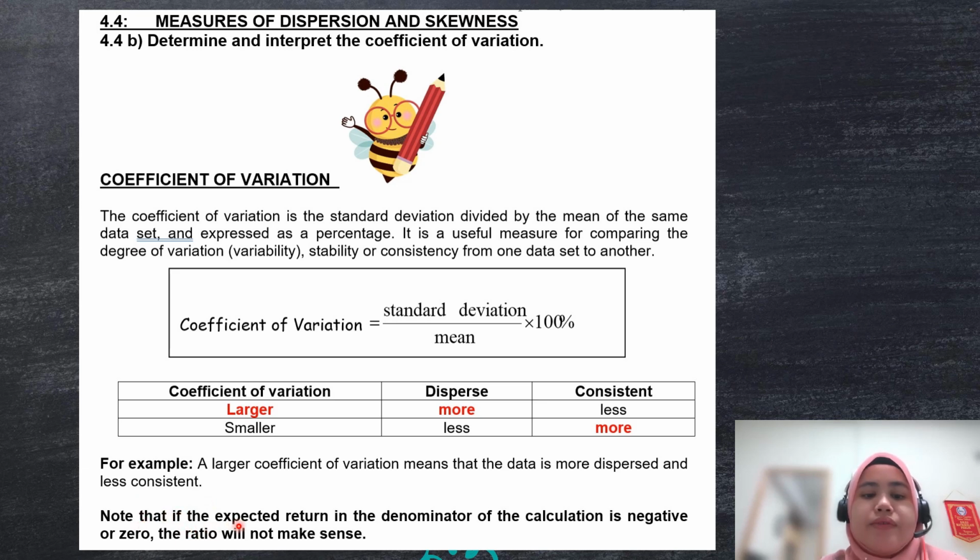Note that if the expected return, that means the mean, in the denominator of the calculation is negative or zero, the ratio will not make sense. So we cannot take the ratio because it will not make sense. Okay, just remember this formula is just standard deviation divided by mean multiplied by 100%.